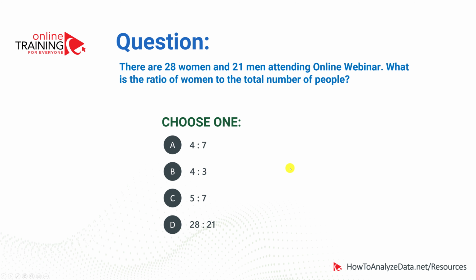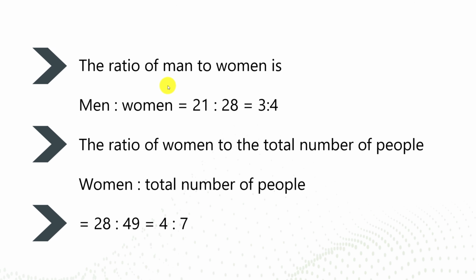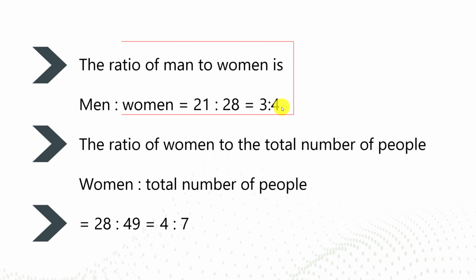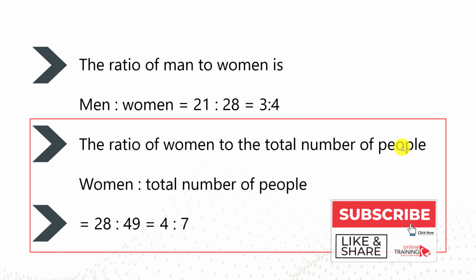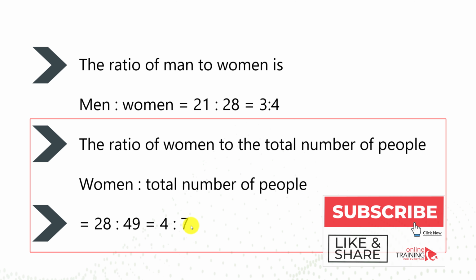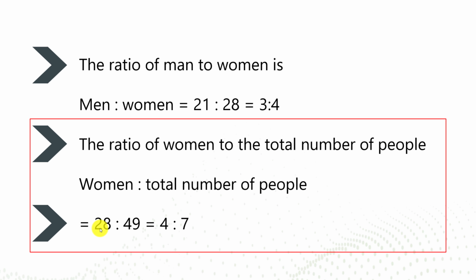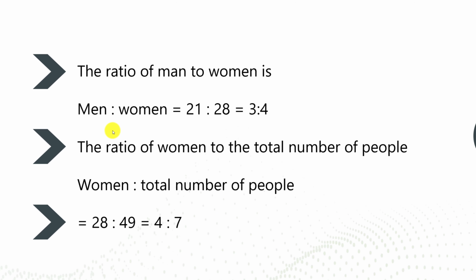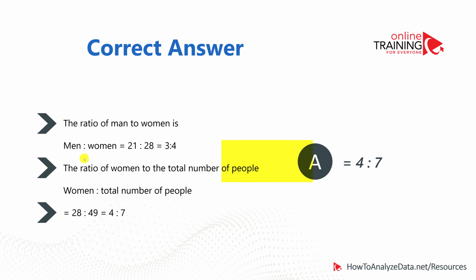Let's look at the correct answer. Total ratio of women to men is 4 to 3. But the ratio of women to total number of people is 4 to 7, which is represented by 28 to 49. And 49 is calculated as the sum of all people, 28 women and 21 men. So the correct answer is A, 4 to 7. I'm pretty sure you nailed this question.